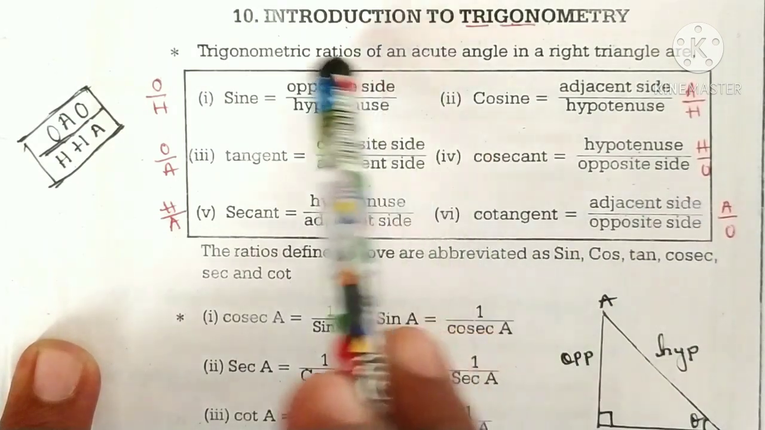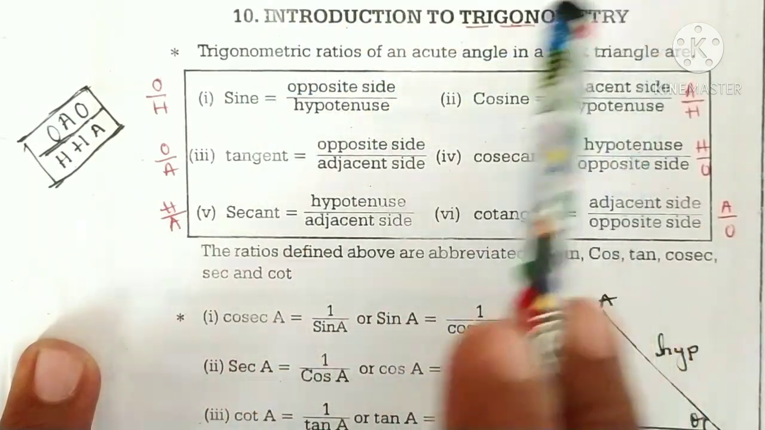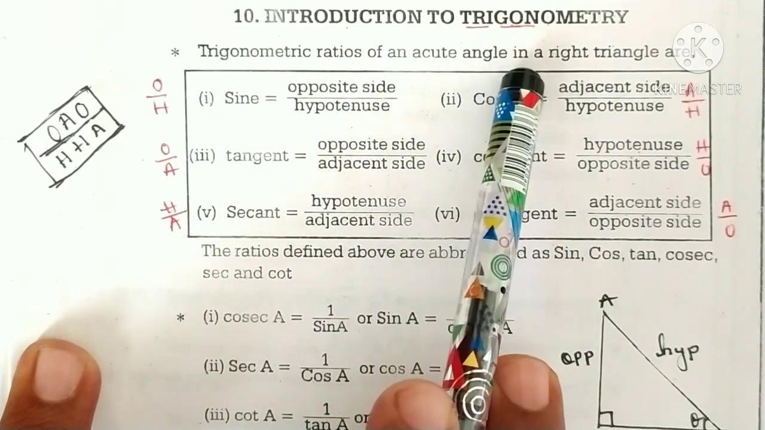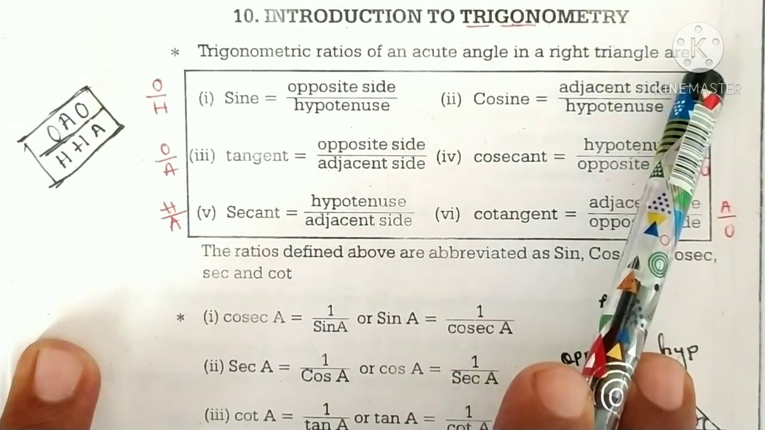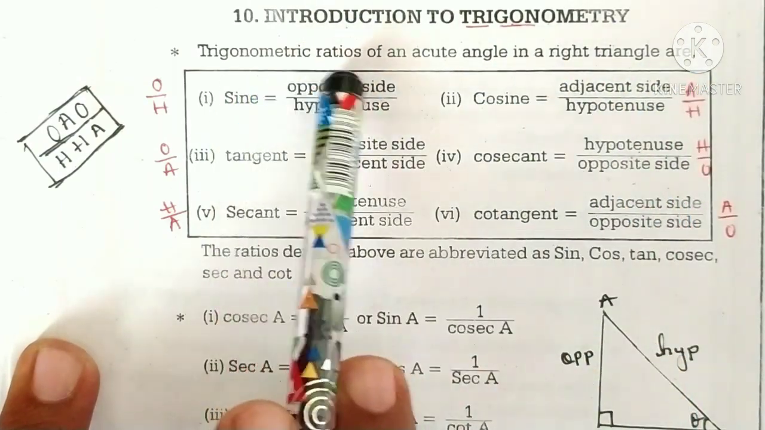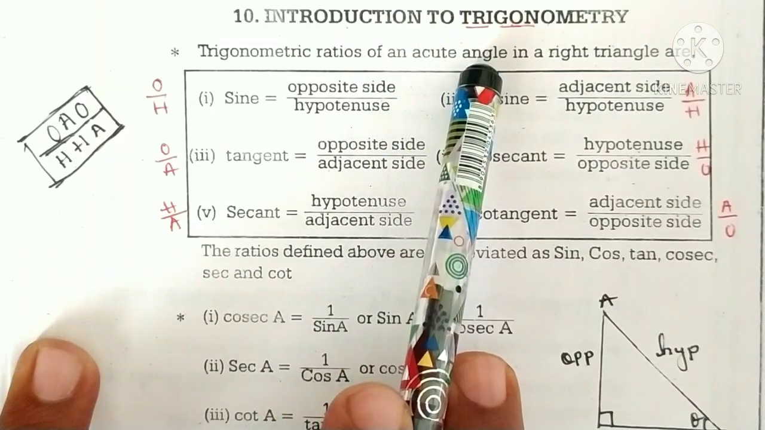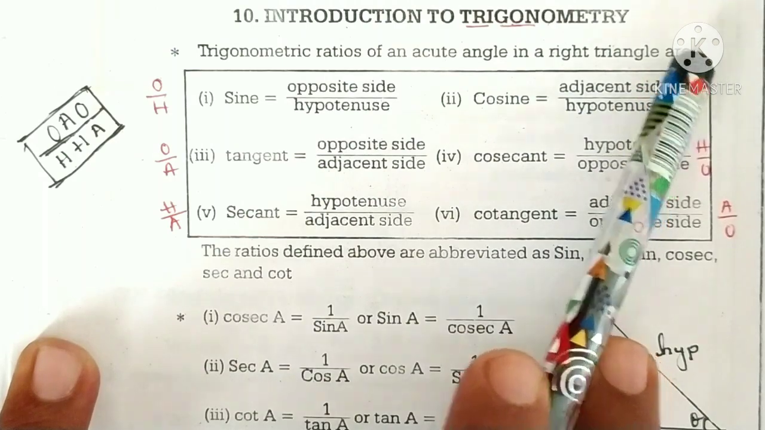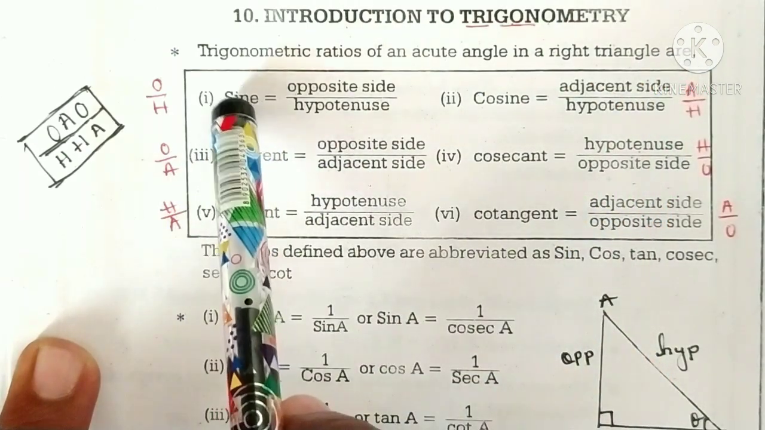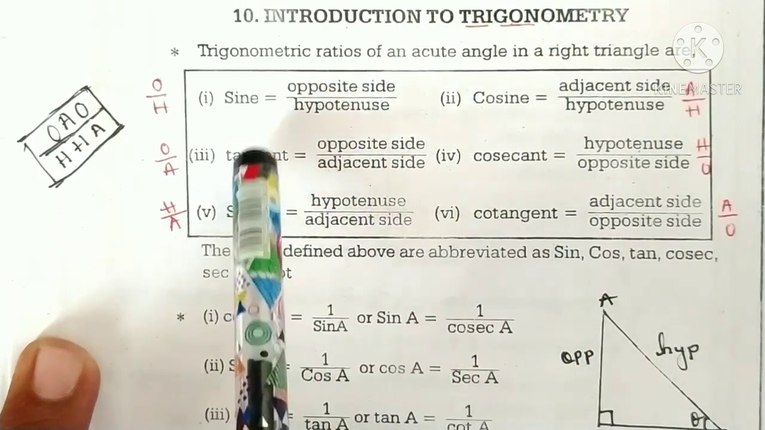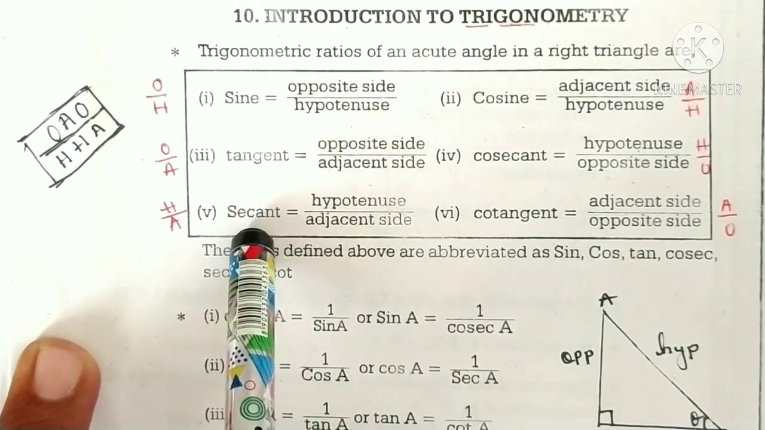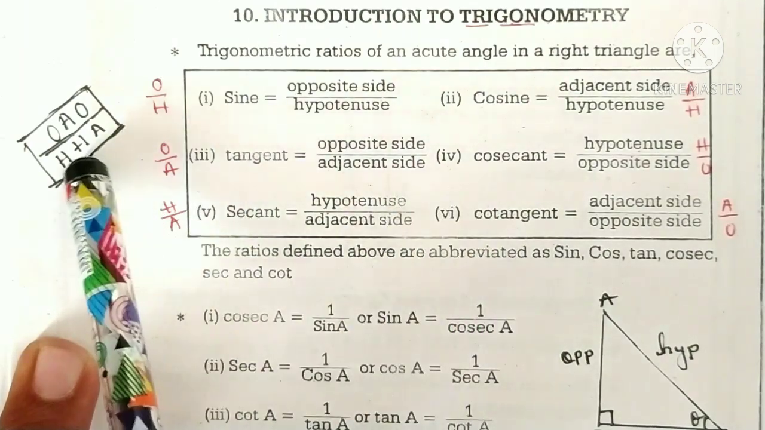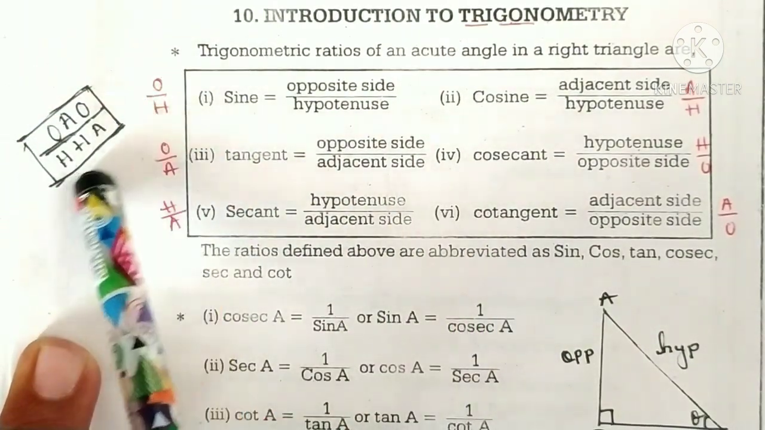Introduction to trigonometry. The trigonometric ratios of an acute angle in a right triangle are sine, cosine, tangent, cosecant, secant, and cotangent. Now here is one table. This you have to remember.